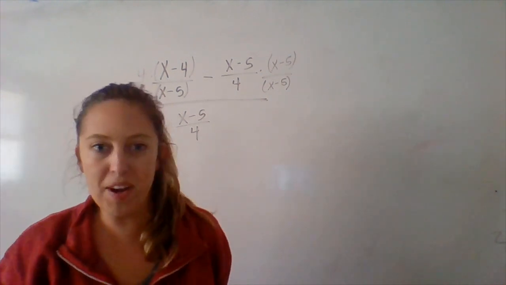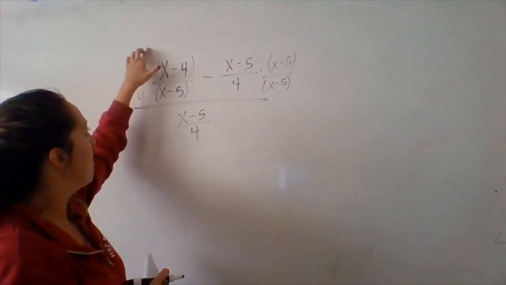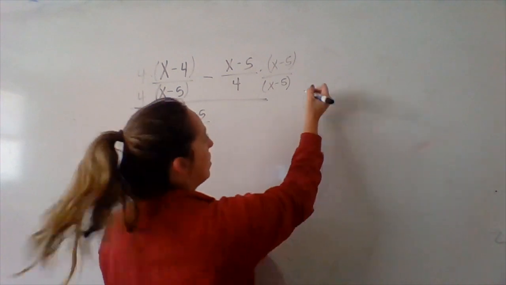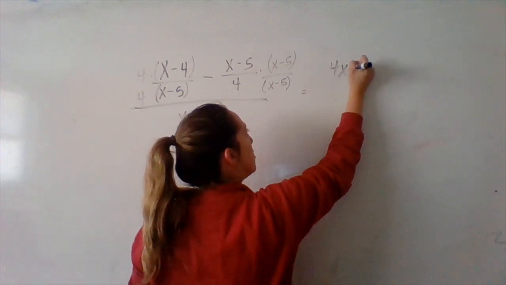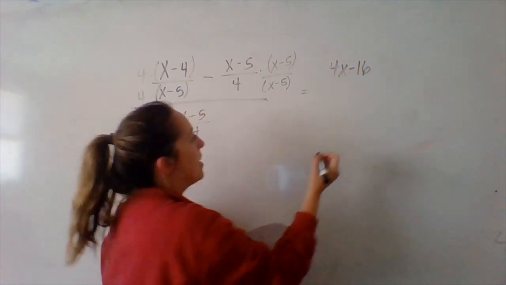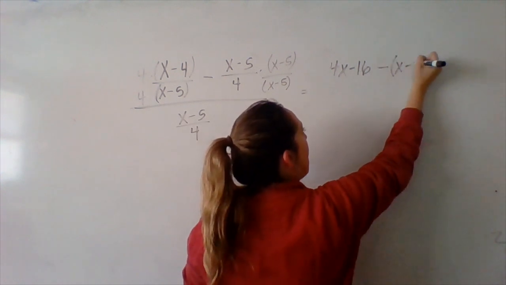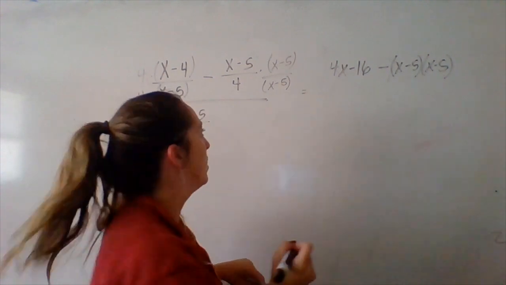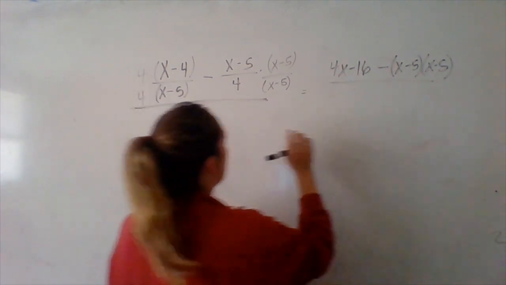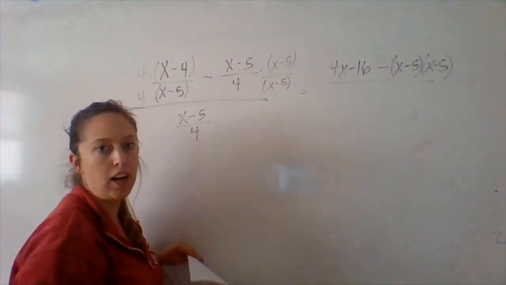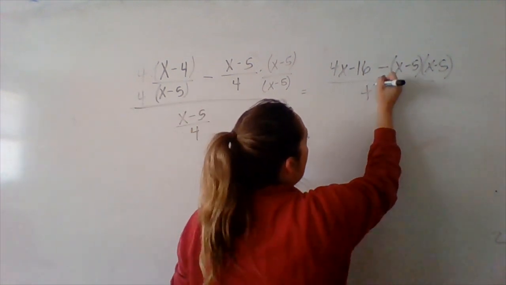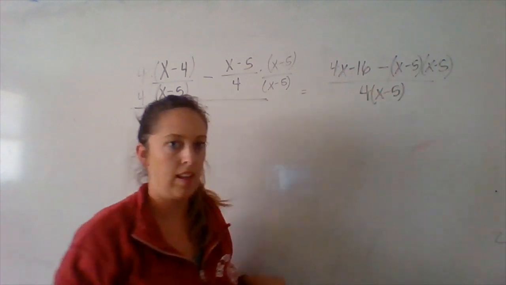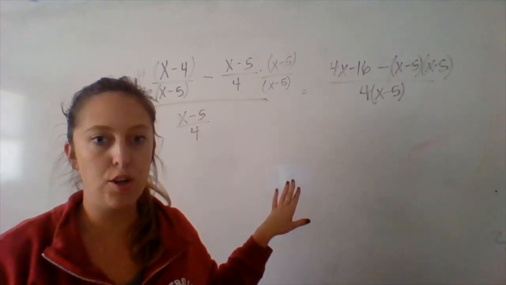From there, I'm going to multiply. So here I have 4x minus 16. So this becomes 4x minus 16. Then I have minus x minus 5 times x minus 5, which we'll distribute in a second, over this common denominator, which is now going to be 4 and x minus 5. Now, that was just the numerator.